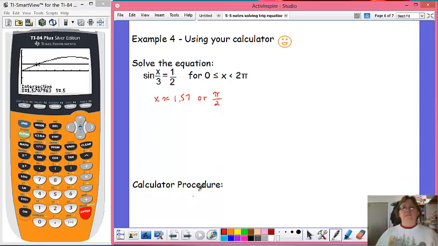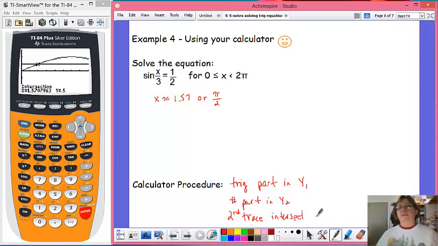As far as writing down a procedure for yourself, you put the trig part of the equation in y1. You put the number part in y2, and then it's second trace and intersect, and then you hit enter 3 times. So that's nice to know that we've got that as a backup for ourselves.